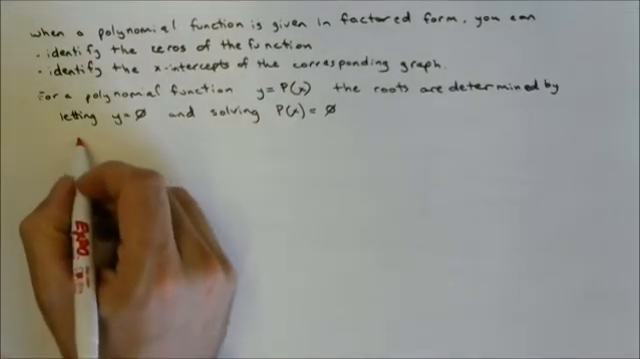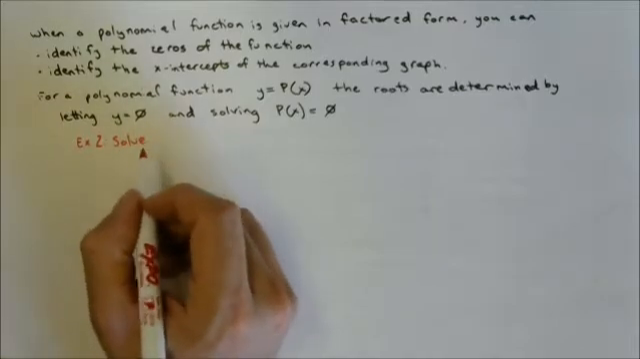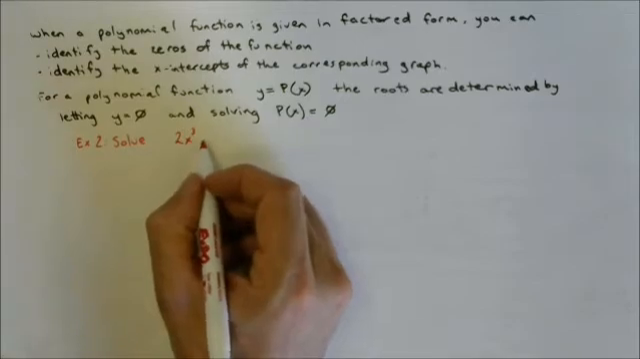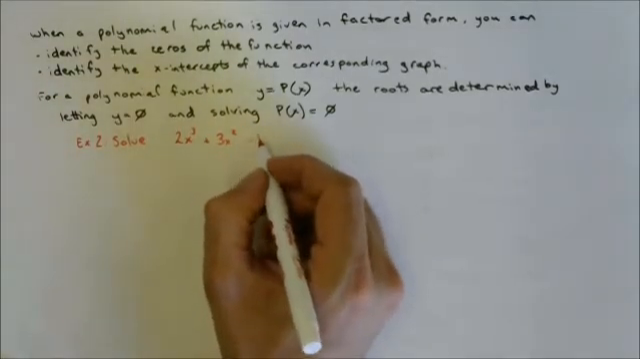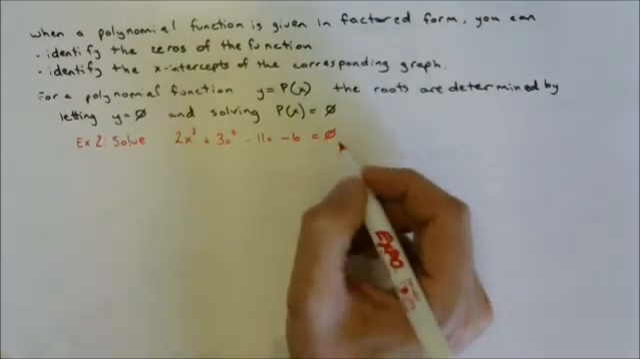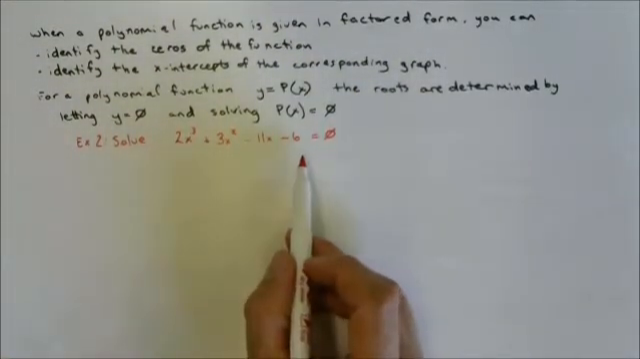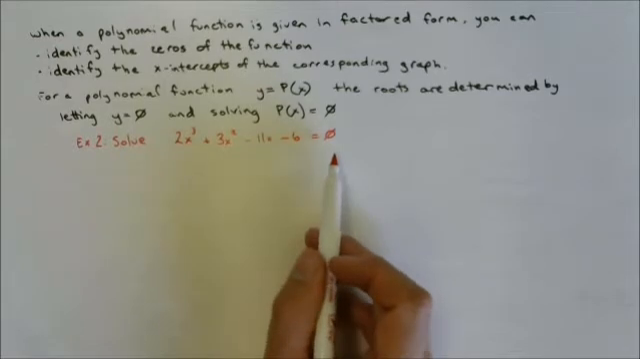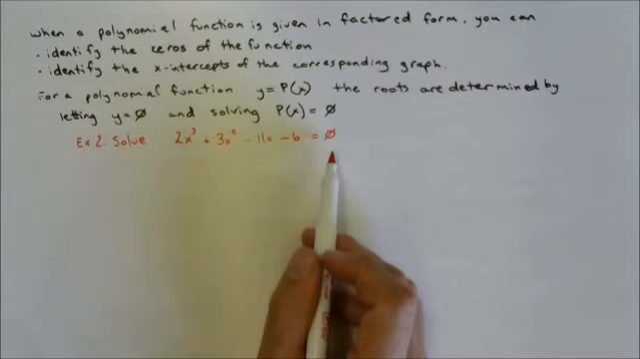So in example 2, we're asked to solve 2x cubed plus 3x squared minus 11x minus 6 equals 0. Okay, it's already set equal to 0. That's very nice of them. We'll get into problems where you'll have a value on the other side. What we have to do, you'll have to get that stuff all to the other side using proper algebra so that you only are left with 0 on the one side.